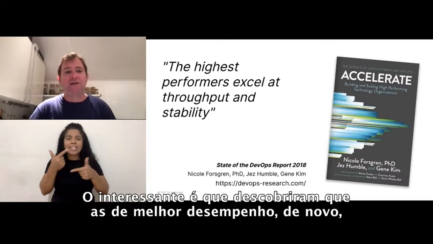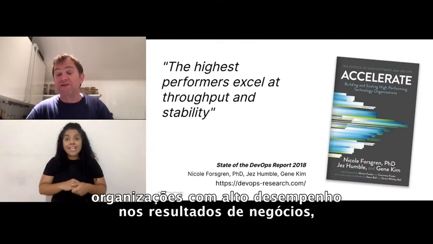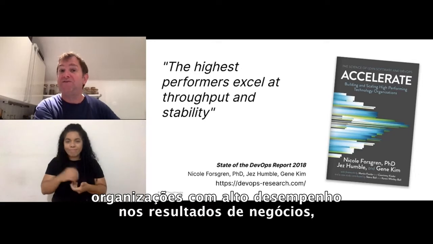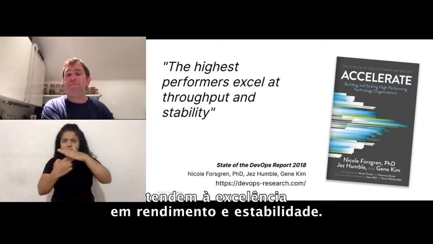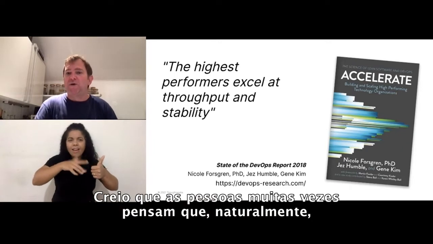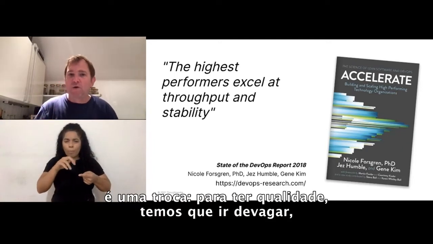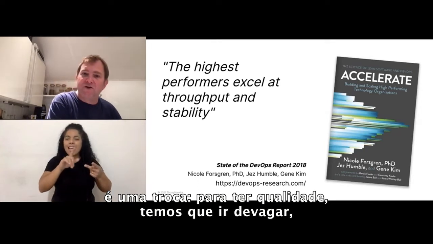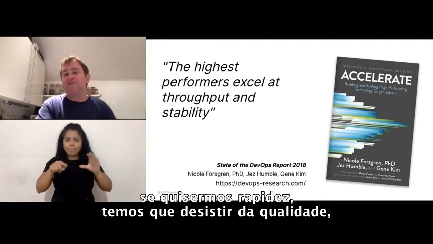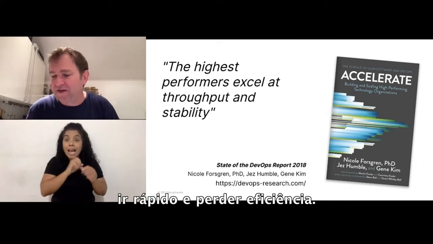And an interesting thing is that they found that the highest performers, again, those organizations which perform very highly in terms of their business outcomes, tend to excel at both throughput and stability. So of those 4 metrics, whereas I think we often think naturally that we have to trade off. If we want high quality, we need to go slow, or if we want speed, we have to give up on quality. We have to move fast and break things.